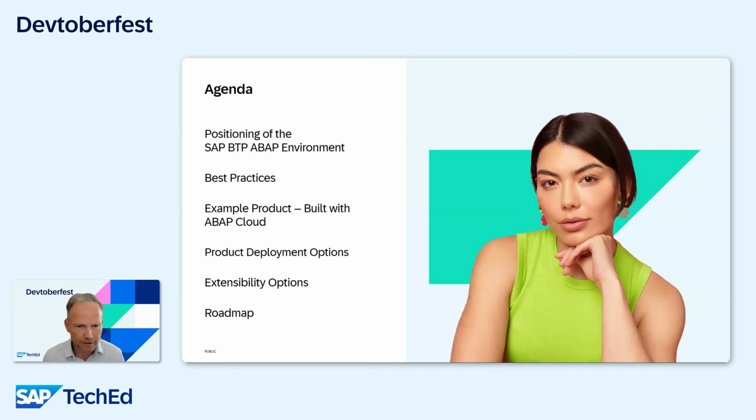So let's take a look at the agenda of today's session. I would like to start with the positioning of steampunk, followed by best practices. And then I would like to introduce our demo, which we want to present today. Ronny will then follow with the topic of product deployment options. After this, we also want to explain more about the different extensibility options which we are providing with steampunk. And we want to close this session with an outlook and roadmap.